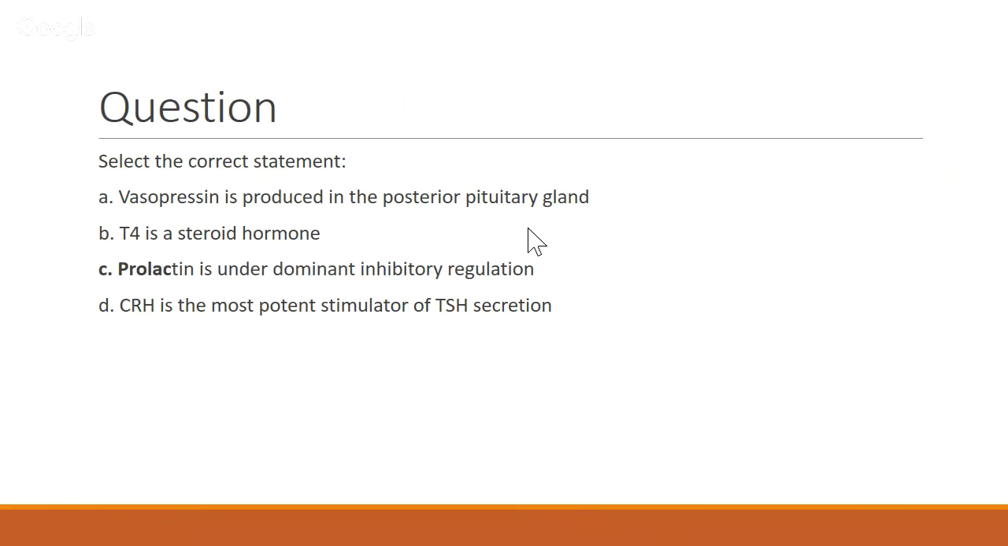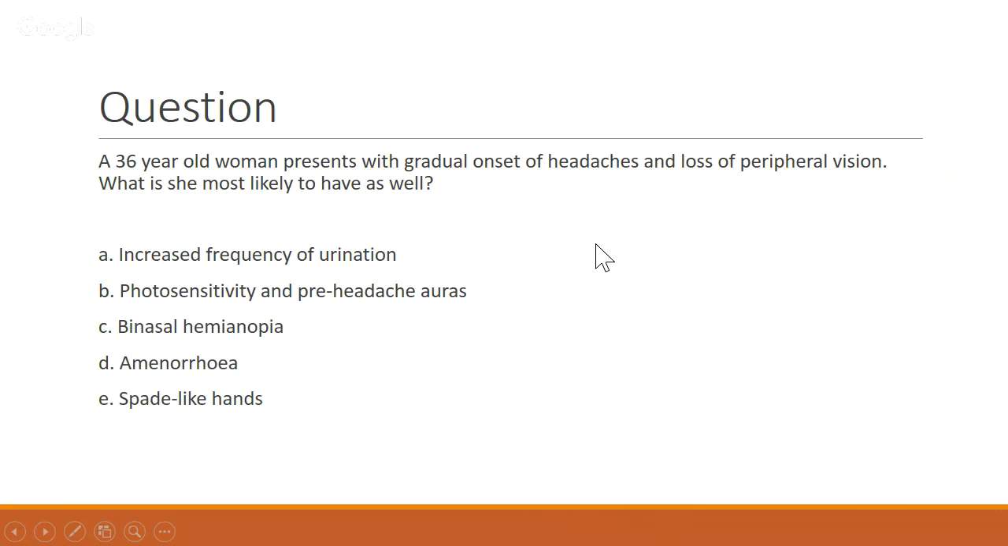Yeah, so it's quite an annoying question, I guess. So this is technically produced in the hypothalamus. This is an amino acid, but it's lipid soluble, and then this is just wrong. And prolactin is under dominant inhibitory regulation by dopamine. Yeah. Next question.